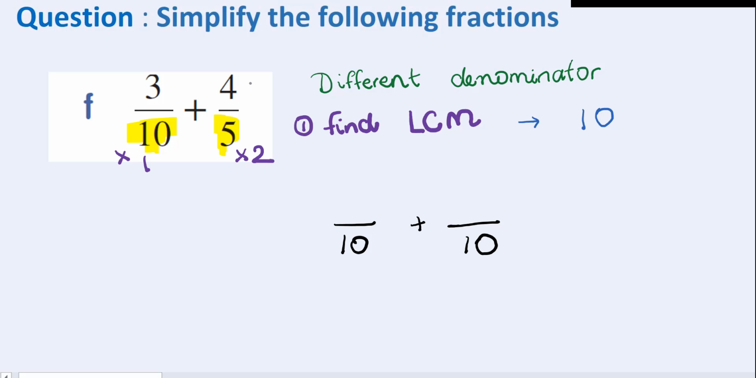So I'm going to times the top one by 2 as well. And in the other one, I'm going to times 3 by 1. So 3 times 1 gives me 3, and 4 times 2 gives me 8. So now that you have the same bottom numbers in those two fractions, I can simply add them. So 8 plus 3 gives me 11. At the bottom, you have 10, 11/10.